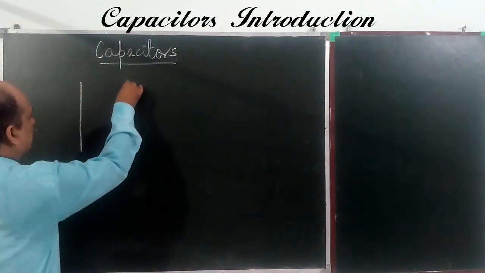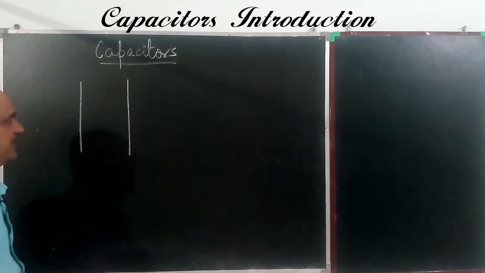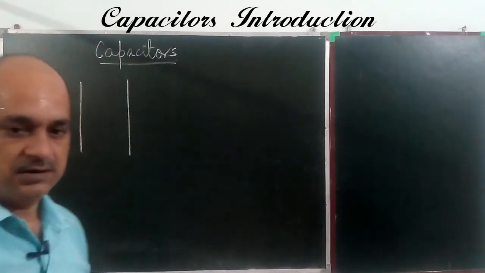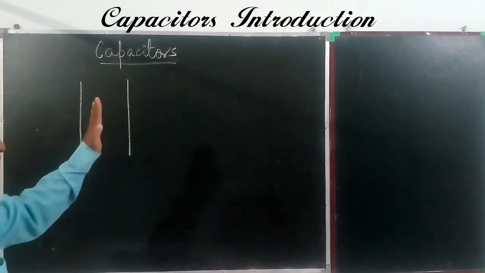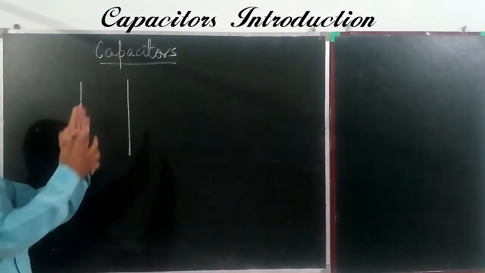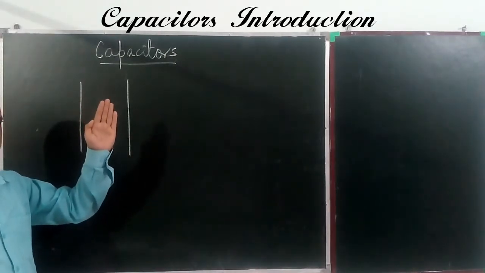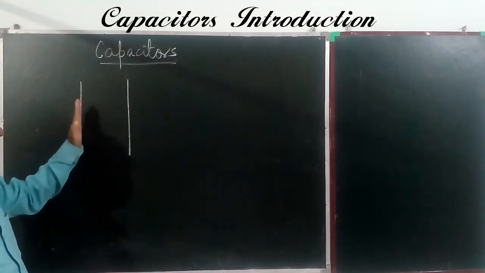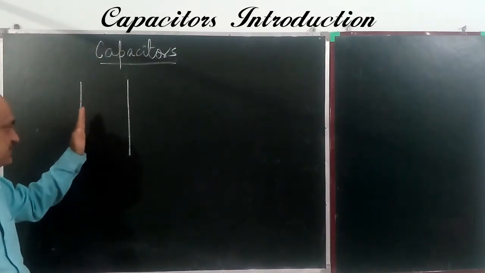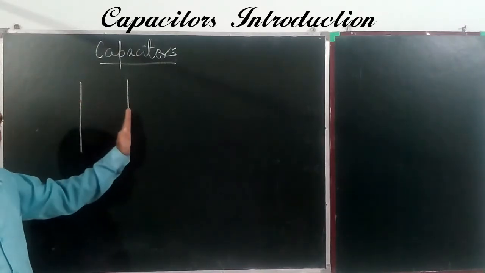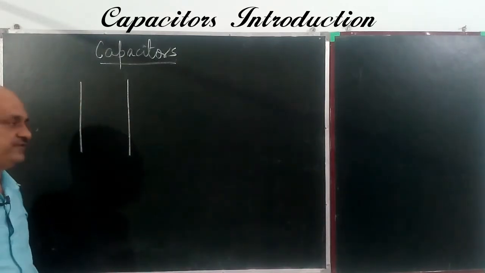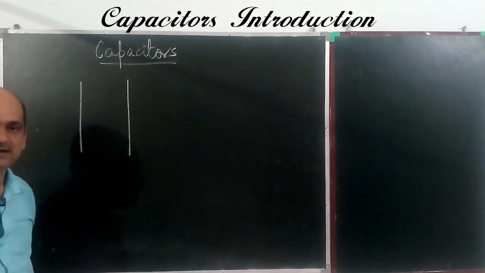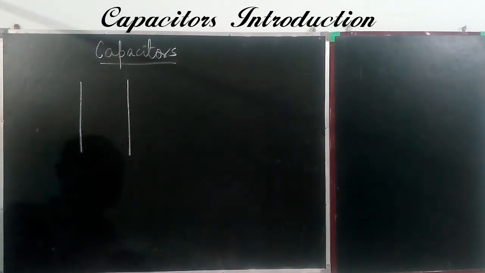two plates. Actually this figure is visible to you, but this is a type of sheet. This is the front view and this is the side view. This one is one sheet and this one is another sheet. And since both the sheets are parallel, we term it a parallel plate capacitor.